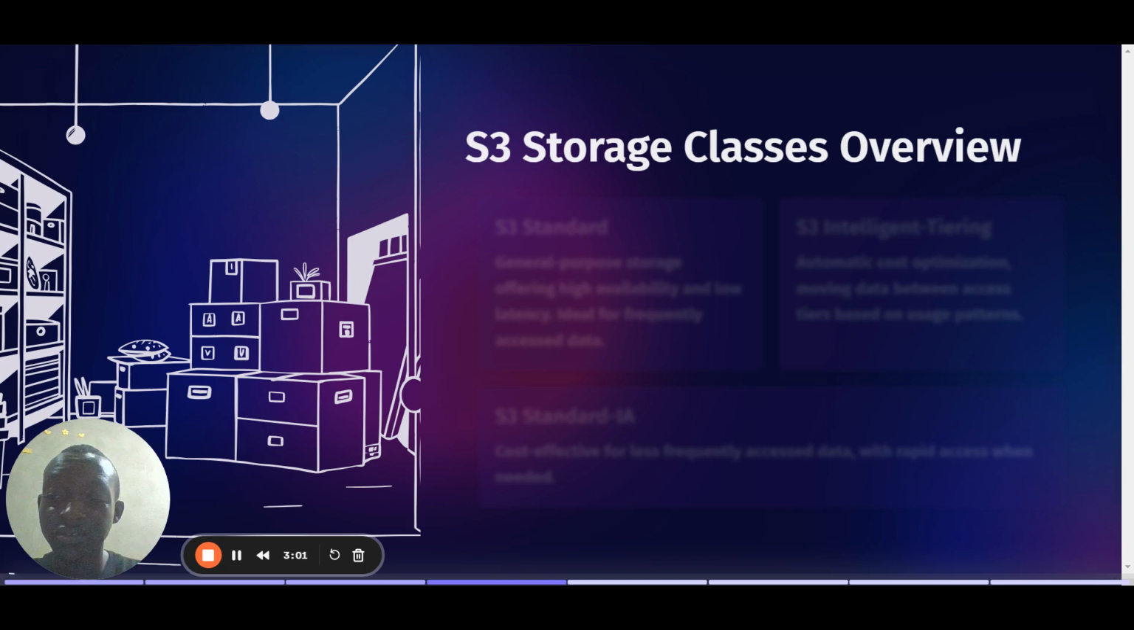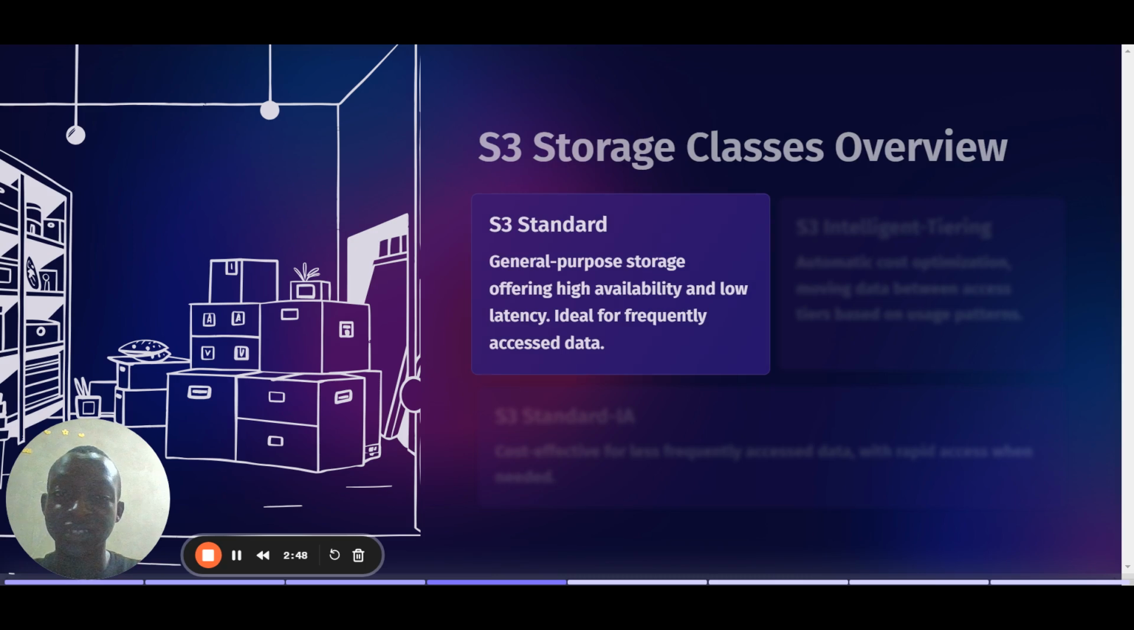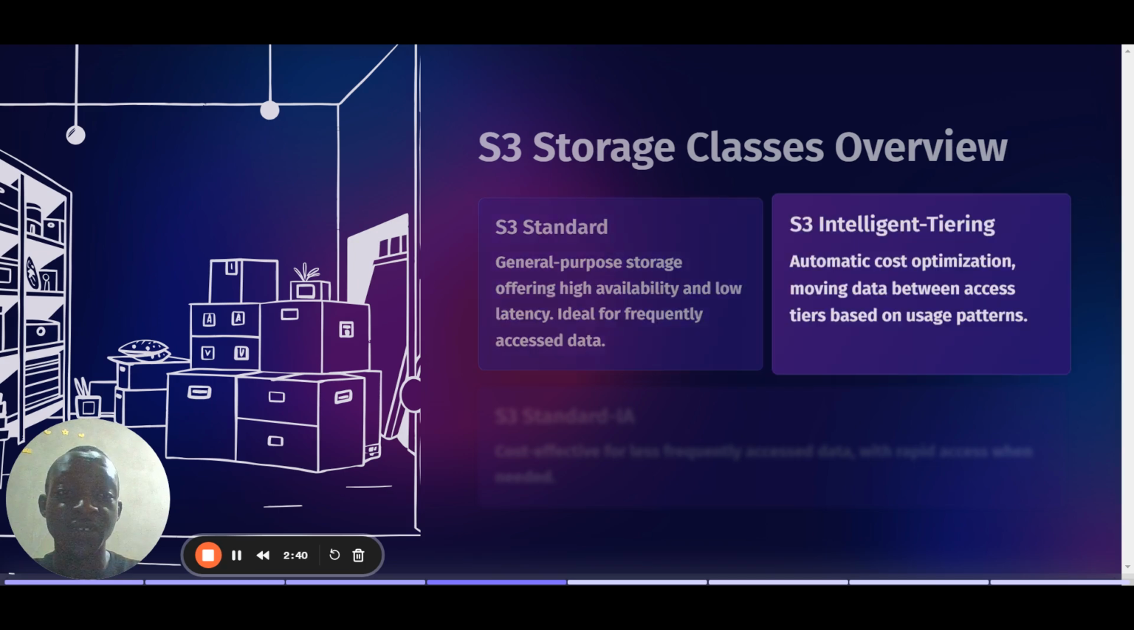What you also often encounter in the S3 ecosystem is what we call the storage classes overview. In S3 we have basically three types. First we have Standard, which is general-purpose storage offering high availability and low latency. It is ideal for frequently accessed data. We have Intelligent-Tiering, which is automatic cost optimization. It moves data between access tiers based on usage patterns.